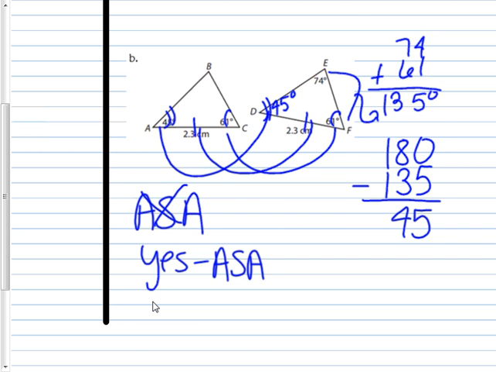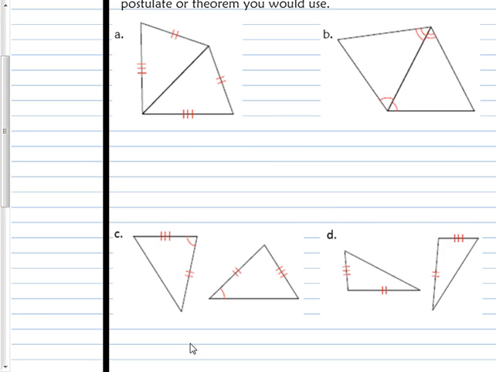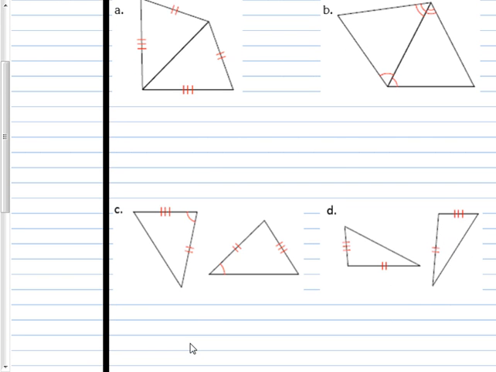Okay, we are almost done. Here are a couple of examples. I'm going to do A and B with you. I'd love for you to try C through H on your own. So like 6 problems, and see how many of them you can get right before I go over them in class. Can the triangles be proven congruent with the information that's given in the diagram? If so, state the postulate or theorem you would use.